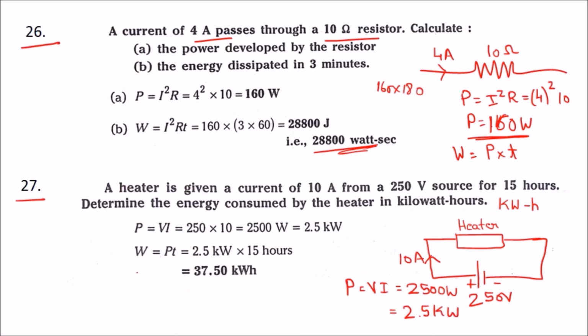As we know, energy dissipated is power into time. So W is equal to power, and we need it in kilowatt. We got power in kilowatt, that is 2.5. Time is 15 hours, it's already in hours. So 2.5 into 15 is 37.50 kilowatt hour.